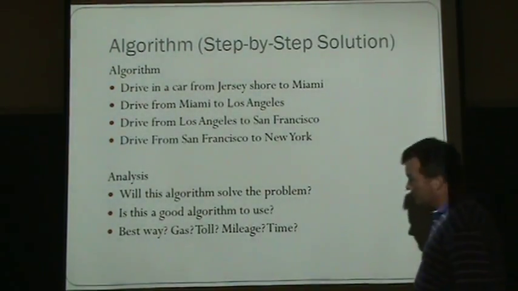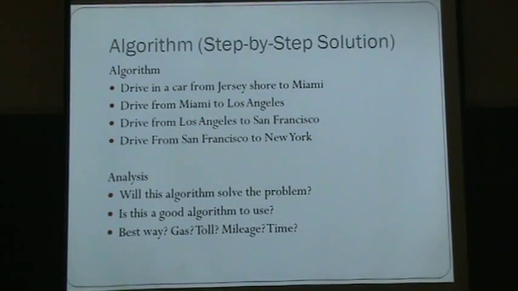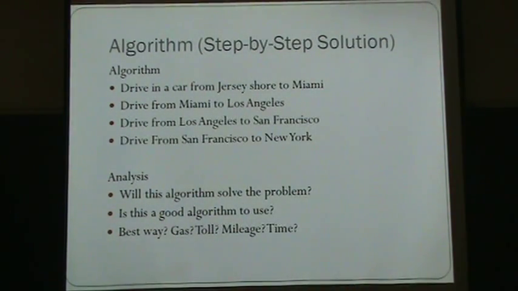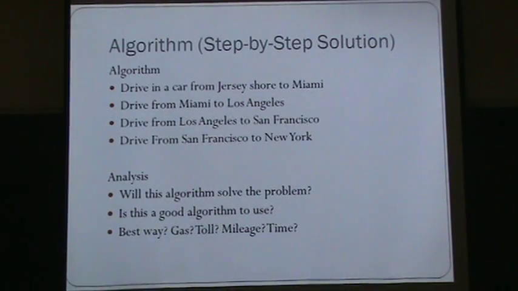What about this algorithm? Drive your car from the Jersey Shore to Miami. Drive from Miami to Los Angeles to San Francisco, and then from San Francisco. That's a third choice. So now we have three algorithms. What do you think of this one? Not efficient. Does it work? Yeah. Will this algorithm solve the problem? Yes. Is this a good algorithm to use? Is it the best way?